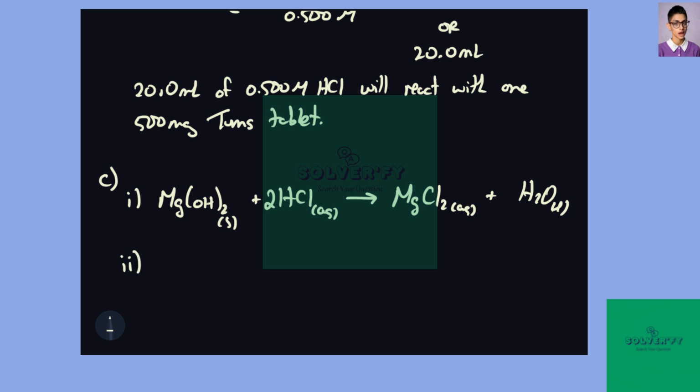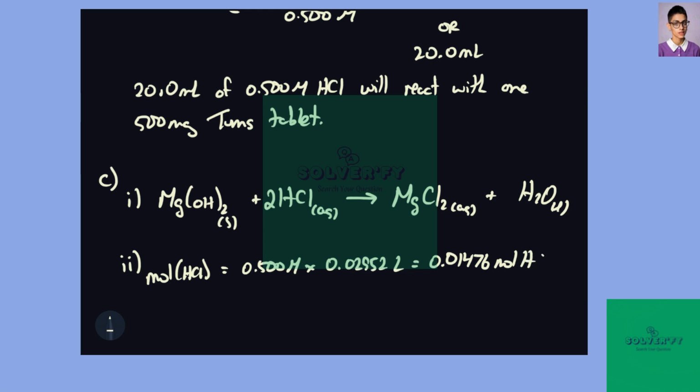For part 2 here, we're told that if 29.52 milliliters of 0.5 molar HCl is required to titrate 1 tablet of Rolaids, the tablet of Rolaids contains 550 milligrams of calcium carbonate. What is the mass of magnesium hydroxide present in 1 tablet? So from the titration data, let's find the moles of HCl, which would be equal to the molarity times the volume in liters, 0.02952 liters, and this would be equal to 0.01476 moles of HCl.